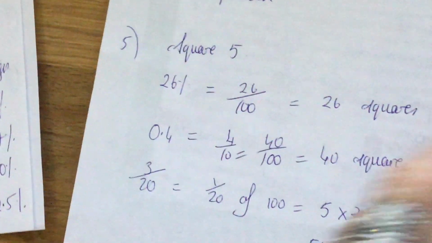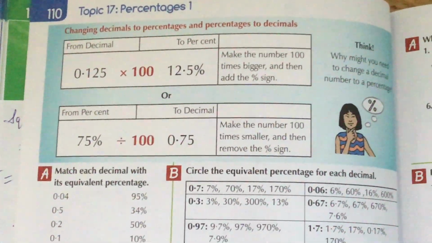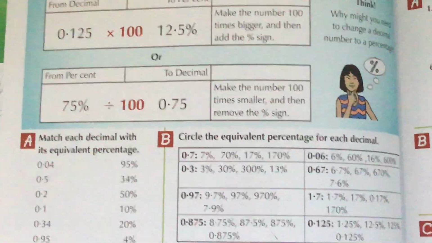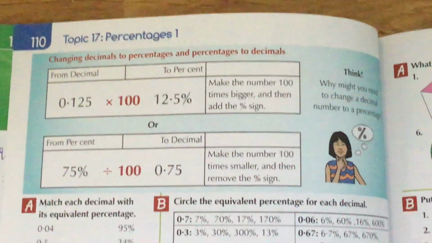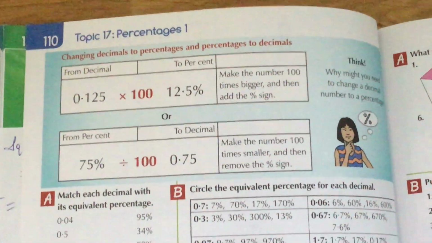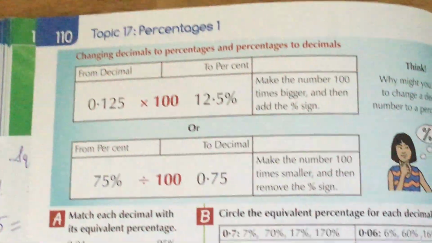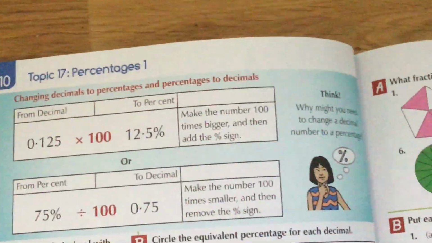Okay, now I'm going to introduce page 110. Changing decimals to percentages and percentages to decimals. Right, from decimal to percent. Here we have a decimal 0.125. Now that's 125 over 1,000, because there's 3 numbers after the decimal point and there's 3 zeros in 1,000.